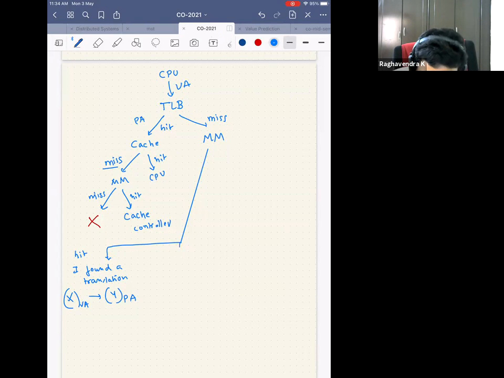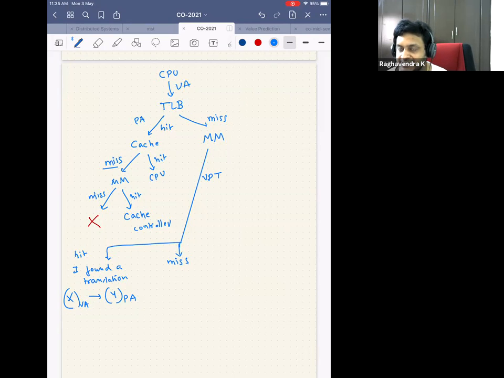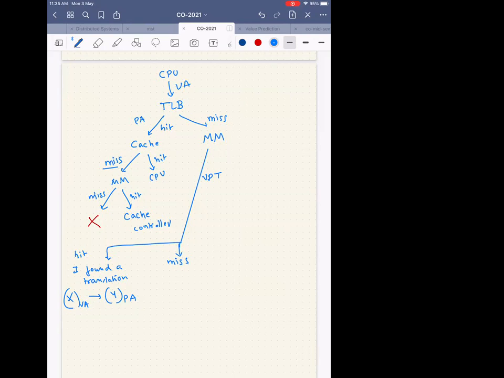Okay, so now we'll fill this up again, but I will go ahead with this. Let's say there is a miss in the TLB and there's no translation available in the main memory. Now what do you do? Same question, right? Is there a chance that it can be in the cache? Can it be in the cache? No, sir. No, right? Please be confident. It cannot be in the cache. Why can't it be in the cache? Because I don't have any translation.